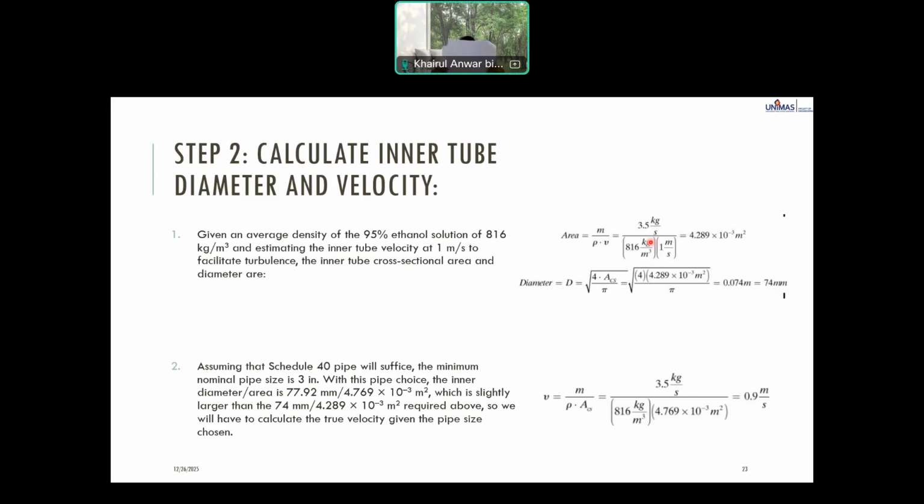The diameter D equals the square root of 4 Acs over pi, where Acs is the cross section. So for 1 meter per second, you get a 74 mm diameter. But there is no 74 mm diameter for standard pipe or standard tube.